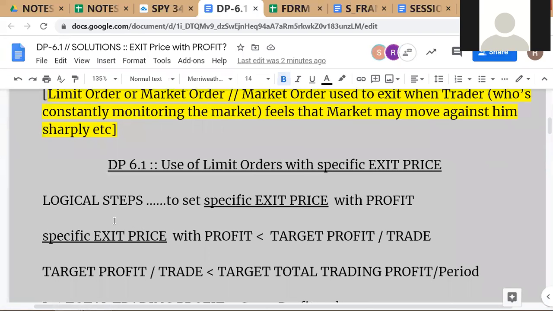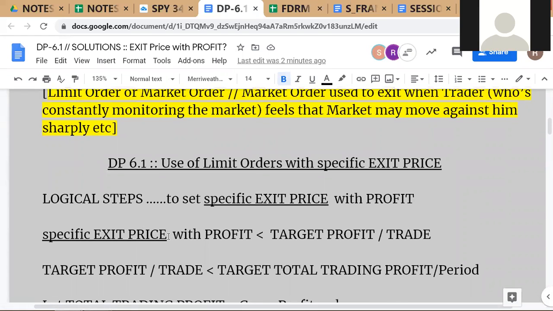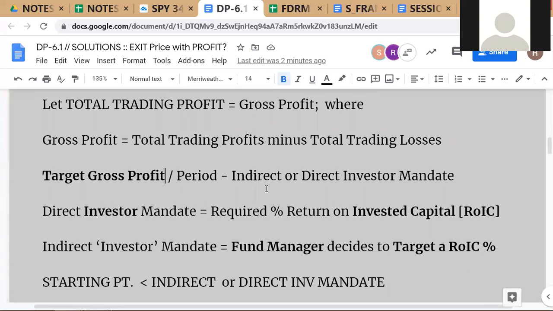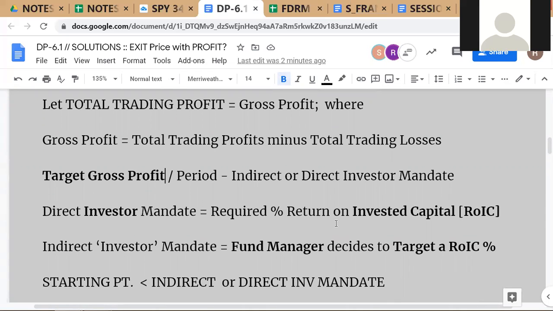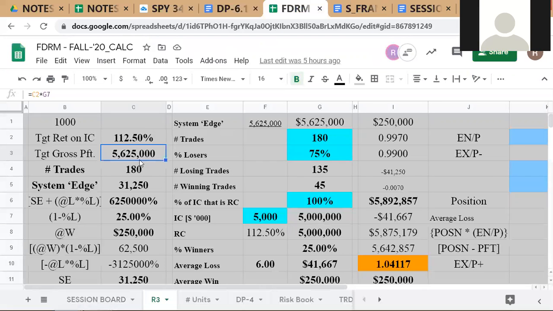Remember, our ultimate goal is to determine a specific exit price per trade. For any given trade. And how are we going to come to that? We are going step by step. At any point of time, if you don't understand how this step came about, you have to ask a question. Otherwise, you will not understand the later steps. Okay. Now, where are we? Target gross profit. So we have figured out our target gross profit, which is 5.625.